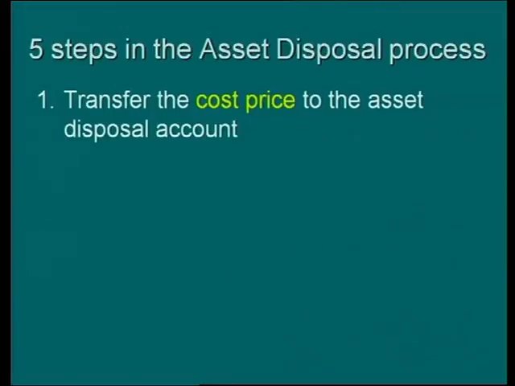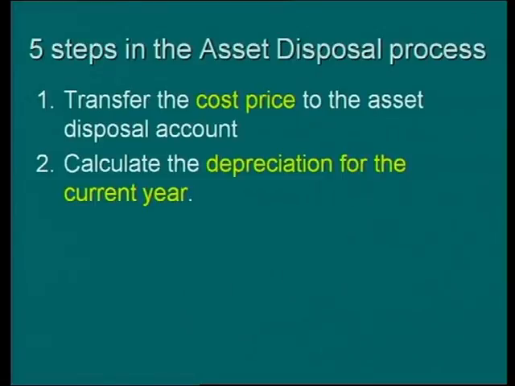So before you can do asset disposal, learners, I said there's the 4 things you need. And now, learners, there are 5 important steps. Step number 1, transfer the cost price of the asset. That is always step number 1. I will show you how to do that later. I'm hoping that you're writing this down. So step number 1, transfer the cost price. That's all you have to write. Transfer the cost price. Step number 2, calculate the depreciation for the current year.